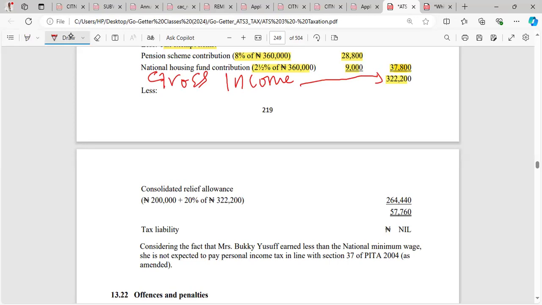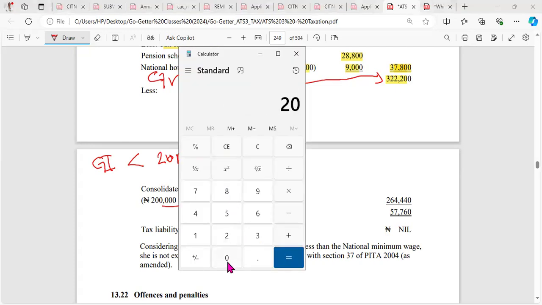Now, let me tell you something. When you are doing your CRA and your gross income is less than 20 million, don't bother doing comparison, just take 200,000. But if it is more than 20 million, take the 1%. Let's test it. Let's look at 20 million.